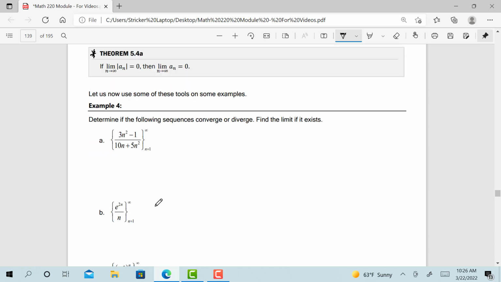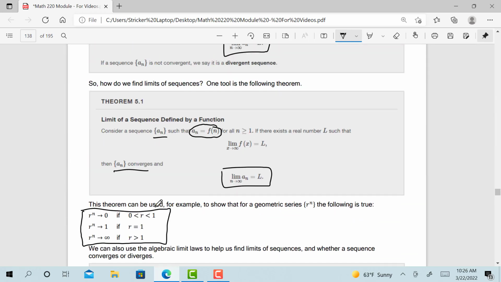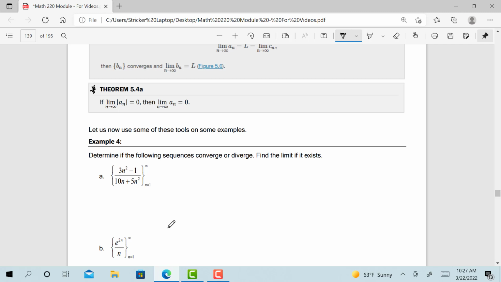Example 4. Part A gives us a sequence, and the sequence is 3n squared minus 1 over 10n plus 5n squared. And we want to find the limit. So what we're going to use to our advantage is theorem 5.1. Remember, theorem 5.1 says we can take our sequence and represent it as a function and just take the limit of that function. And if we can find the limit of that function, then that means that the sequence converges to the same value L.